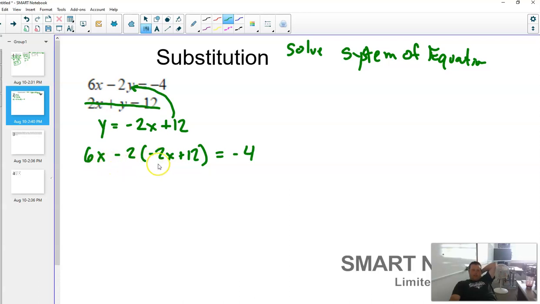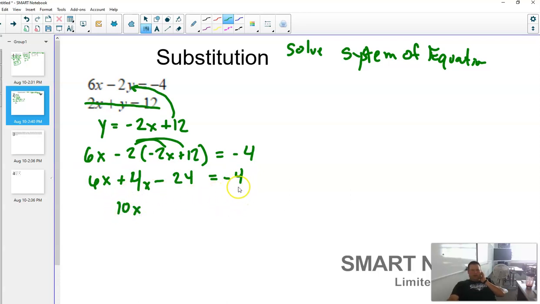And then I've just got one variable. I've got an x here, so I can solve for that variable now. I've got to distribute this first with my multiplication. This gives me 4x minus 24. And then I have the 6x here that I'm going to drop down and the negative 4 here. 6x and 4x gives me 10x.